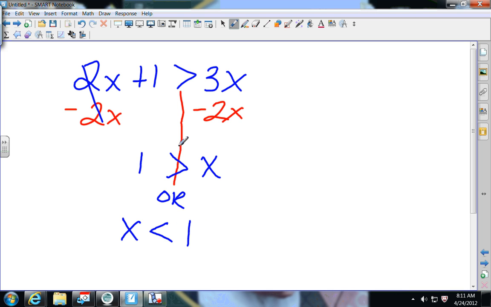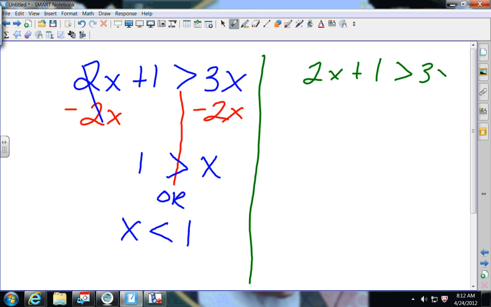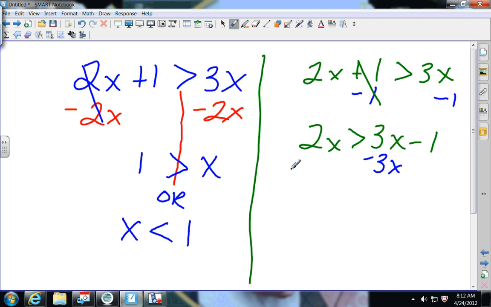Okay? Now, I could also solve it. It's just more steps. So I'm going to take the same problem, and I'm going to move my x's over here to the left. Well, there's a couple different ways. Let me do this. I'm going to move my 1 over here to the right, and I get 2x is greater than, because these cancel, 3x minus 1. Now move the 3x to the left-hand side. Subtract 3x from each side. 2x minus 3x is negative 1x greater than, these cancel, negative 1.